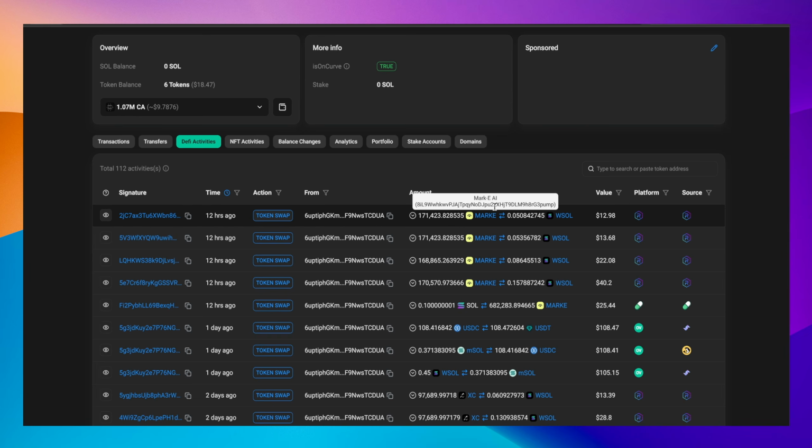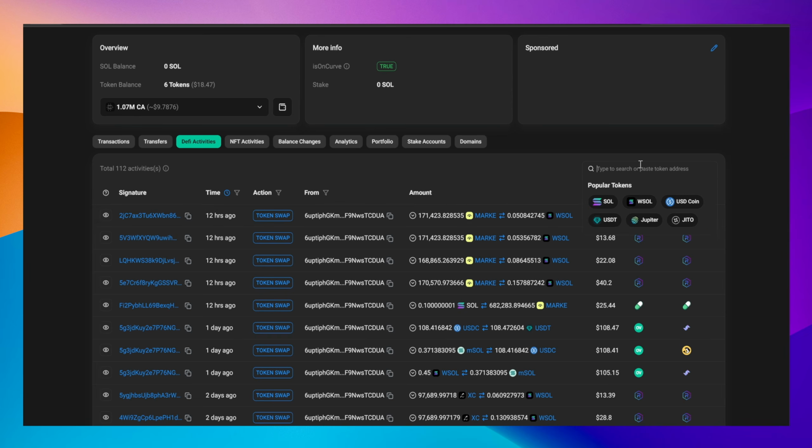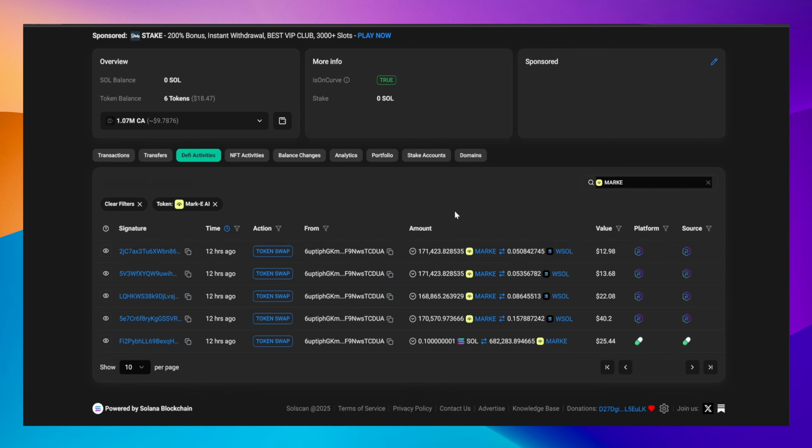For example, if I come in here and copy the contract address of this token and paste it, I'm going to be displayed with all the transactions involving this token. As you can see, Solscan has a lot of customizable fields. It can be very useful if you learn how to use it correctly.